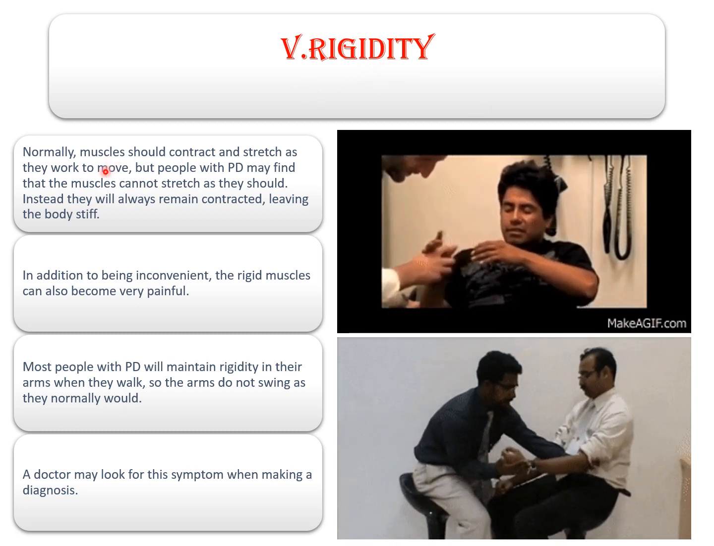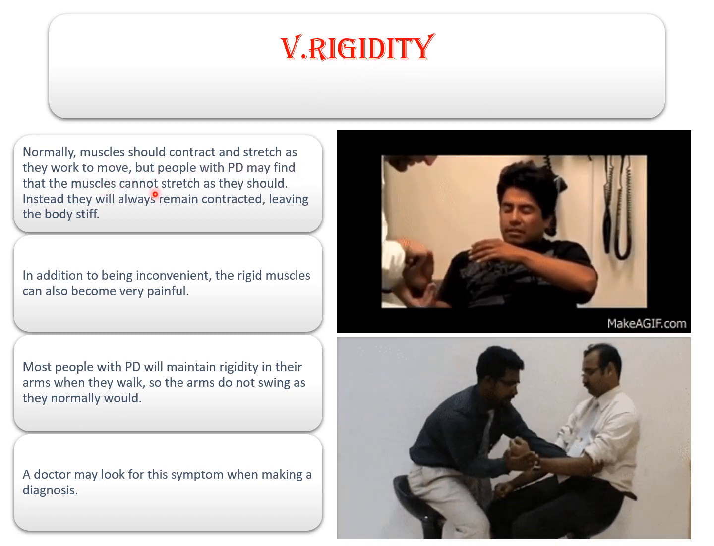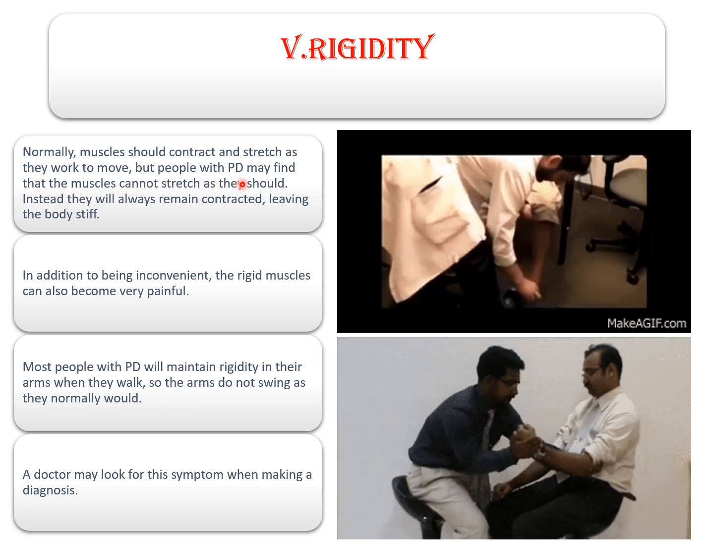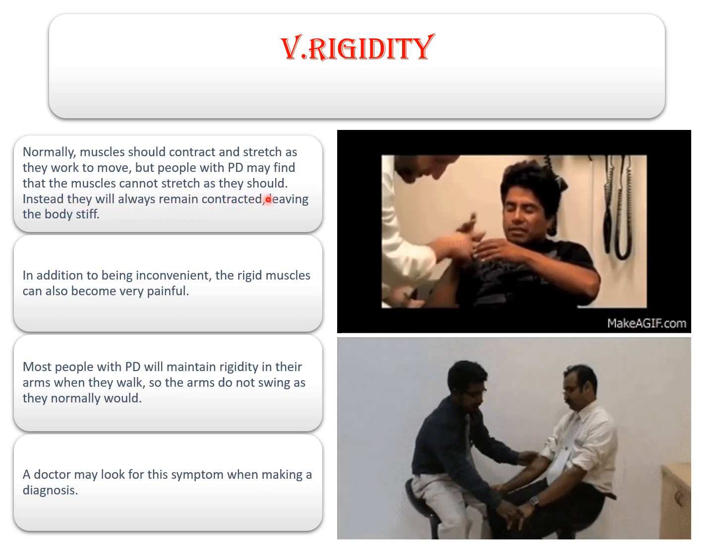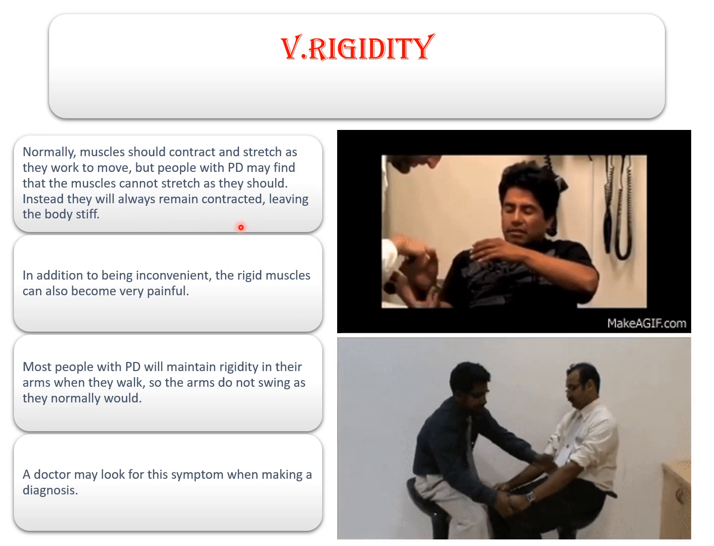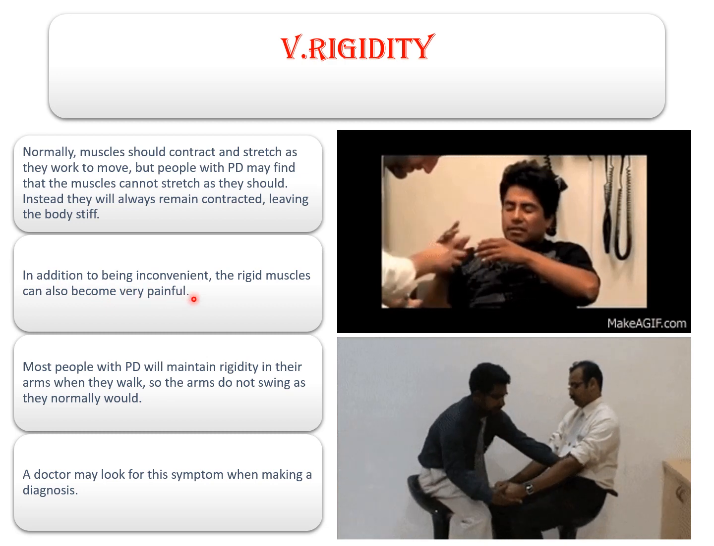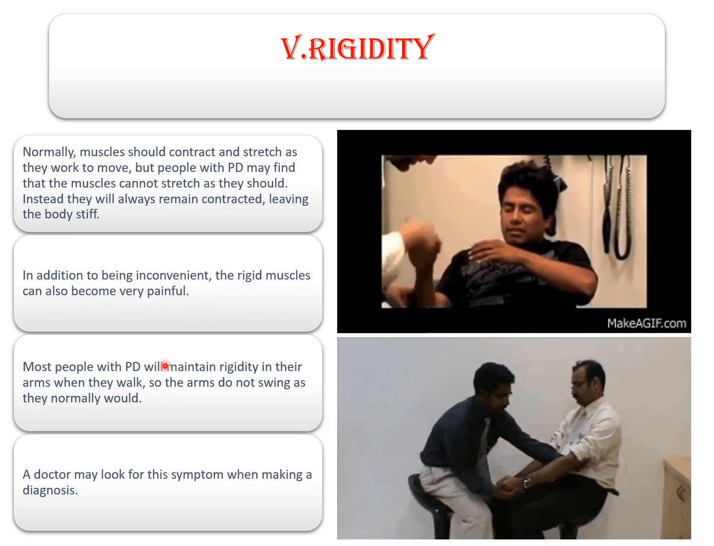Then rigidity. Normally the muscles should contract and stretch as they work to move. But people with Parkinson's disease may find that the muscles cannot stretch as they should. Instead, they will always remain contracted, leaving the body stiff. In addition to being inconvenient, the rigid muscles can also become very painful.